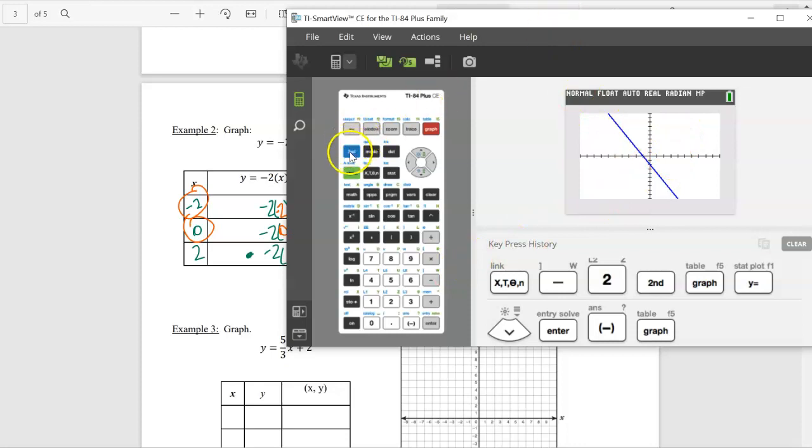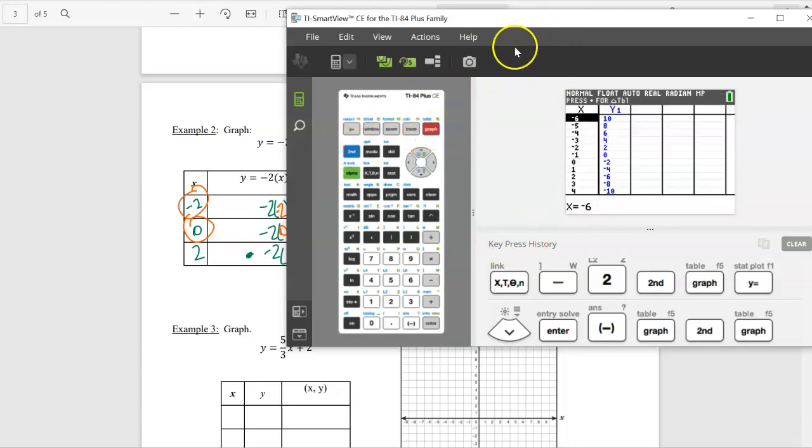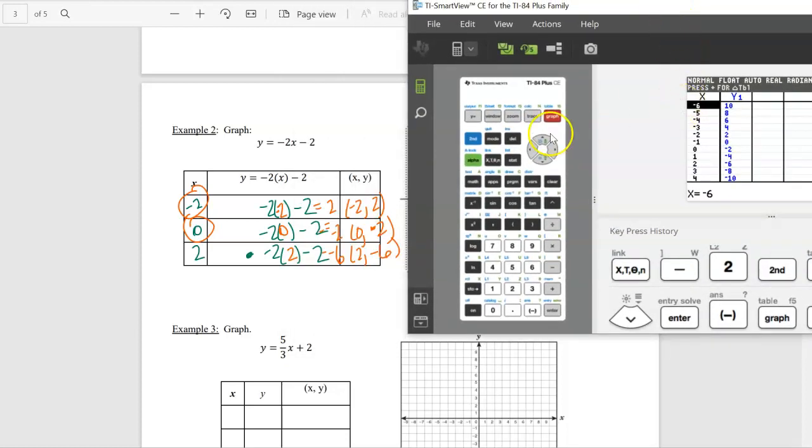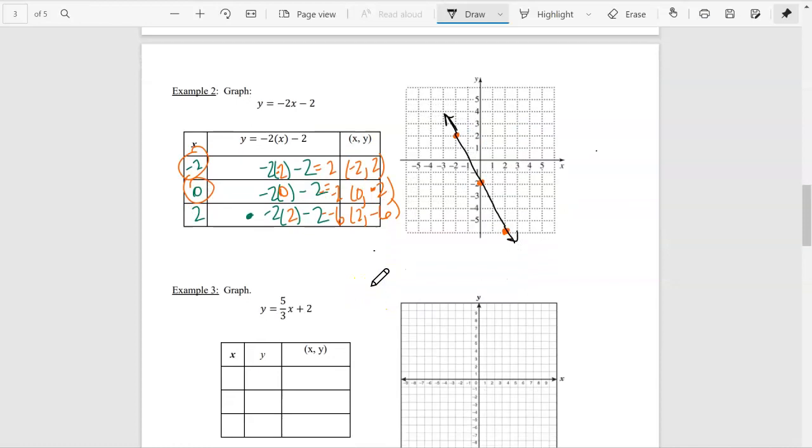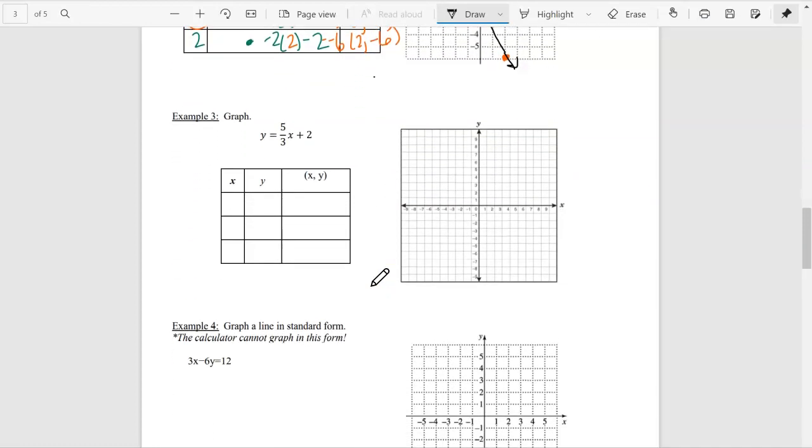Now I want to look at my table, so second graph, and I want to make sure that these points that I said were on it were actually on it. So I had the point -2, 2. So here's -2, 2. We've got the point 0, -2, which is right here, and we've got the point 2, -6. So yes, we're good. They were all there. Okay, so we can check it by looking at our graph and looking at our table.